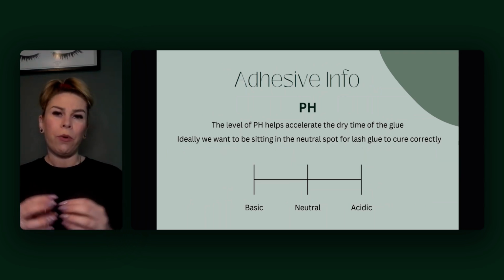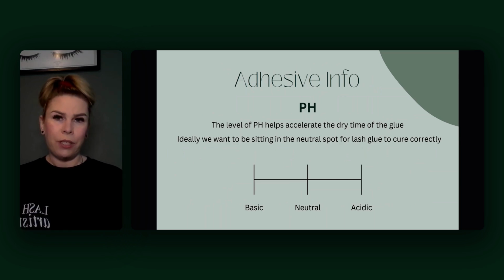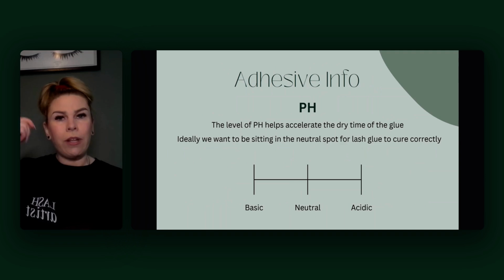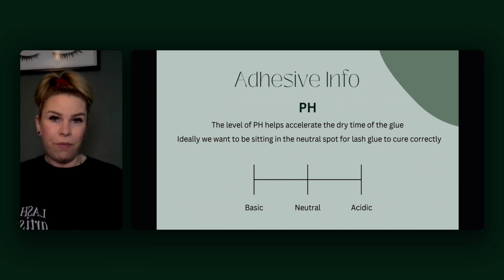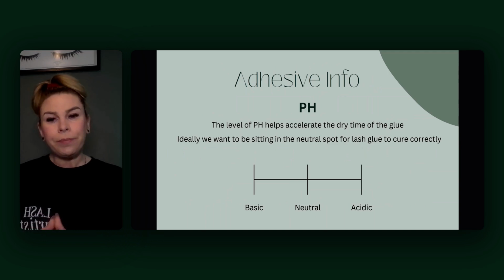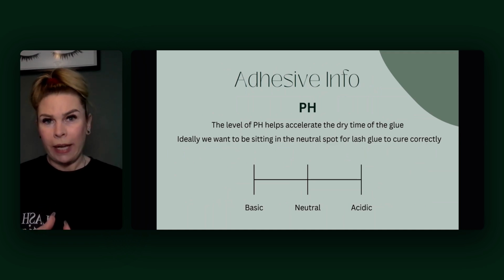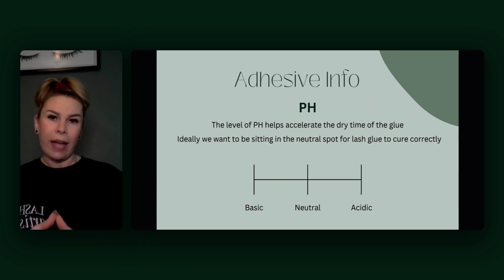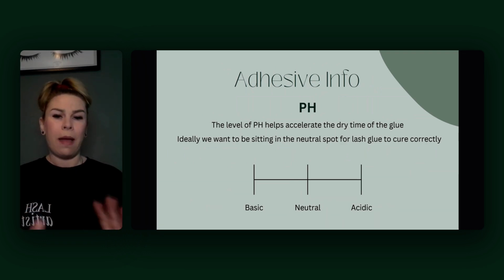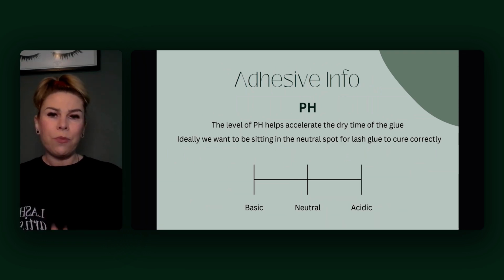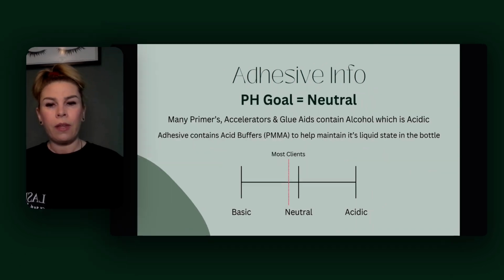So when I talk about the lash retention and brittle bases, that's when the clients are at home, they're brushing their lashes, and the lashes are literally falling off without a natural lash attached to them. Ideally, for pH level, we want to be sitting around a neutral spot for the glue to cure correctly. Okay, so remember that. Watching these upcoming videos, neutral is what we are going for.